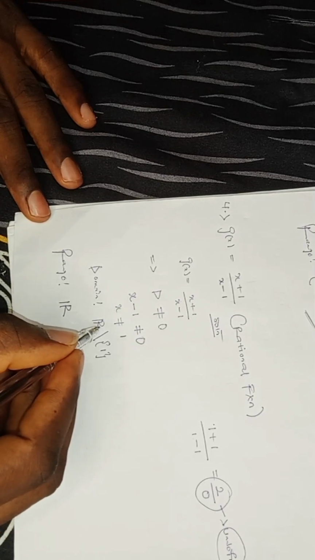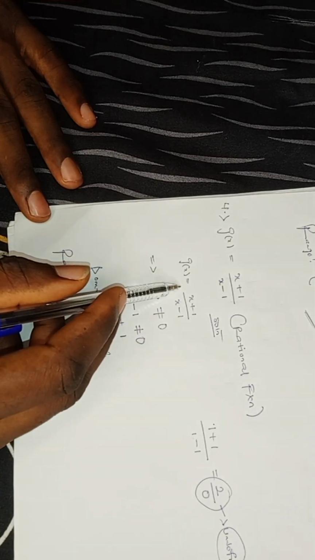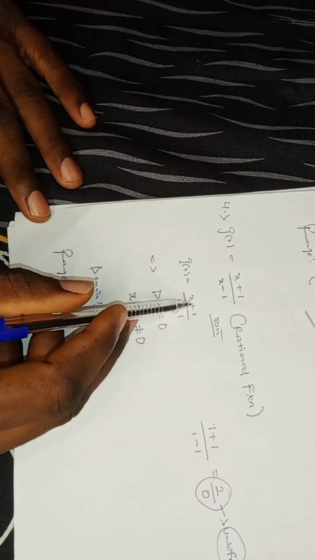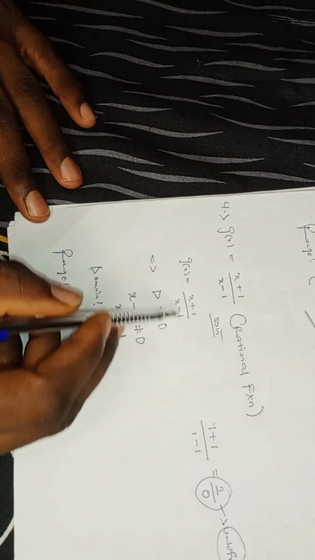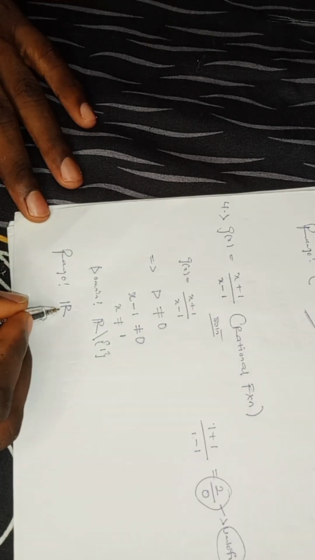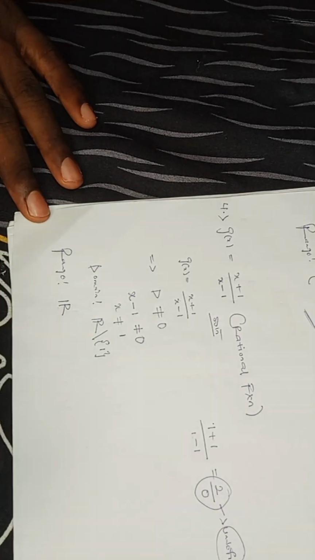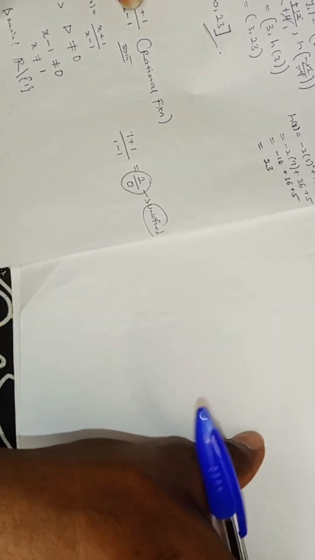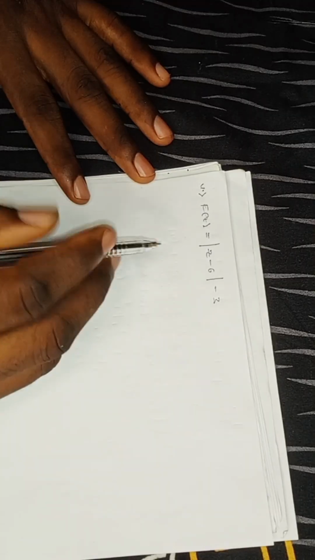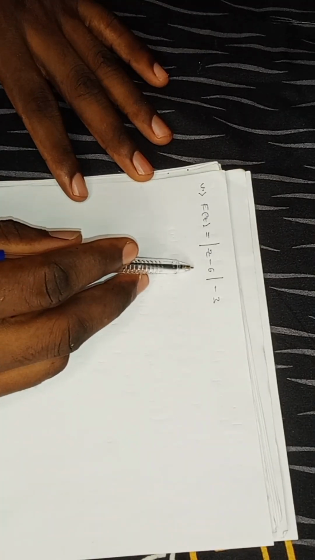So if I pick 2 from here and input it here, 2 is a real number. I'll have 2 plus 1, that is 3, all over 2 minus 1, that is 1. So it becomes 3 over 1, that is 3. And 3 is also a real number. So that's what we mean by the range will still be what? All real numbers. So lastly, let's look at number 5. Number 5 says that f of z is equal to the absolute value of z minus 6, close absolute value, minus 3.